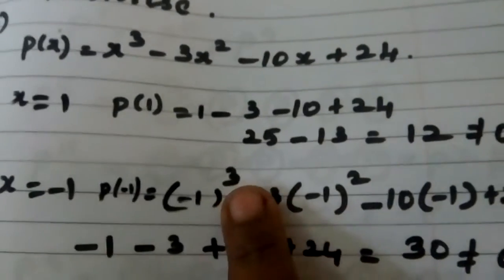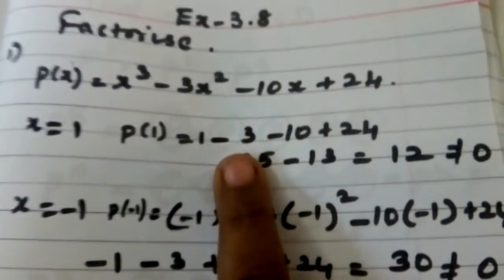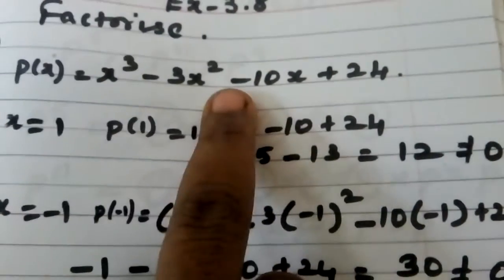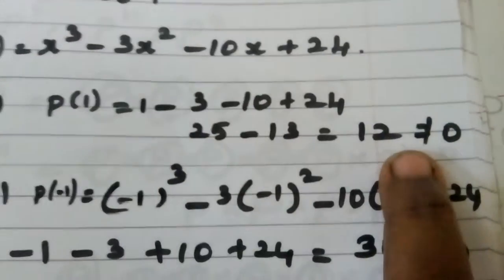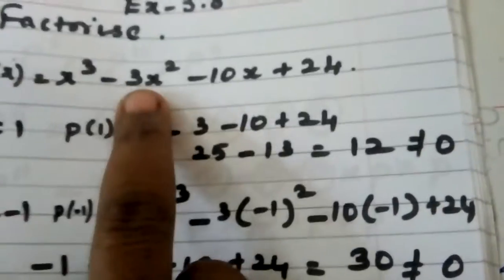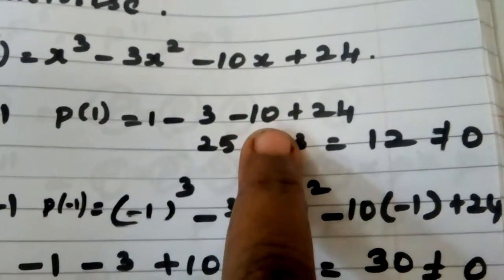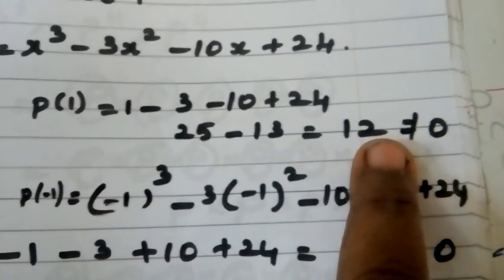So for what value of x do I get this to be 0? That I have to check. First I am substituting x equal to 1 in this equation. When I substitute here, I am getting the value 12. How? Because this is 1, this is minus 3 because the x value is 1. So 1 minus 3 minus 10 plus 24. While solving this, we are getting 12, which is not equal to 0.